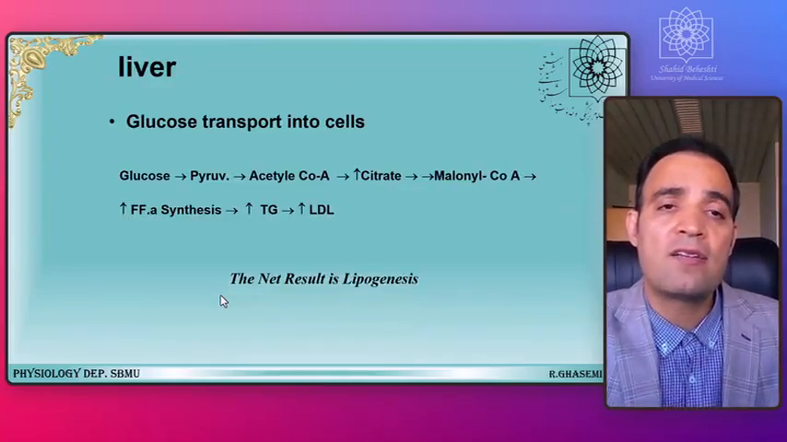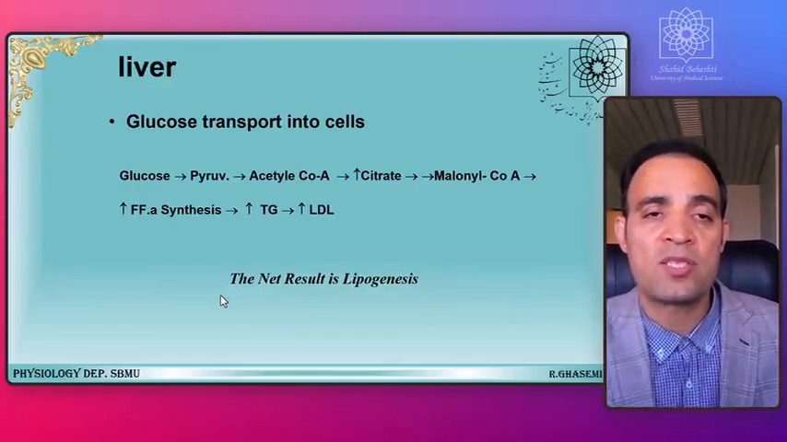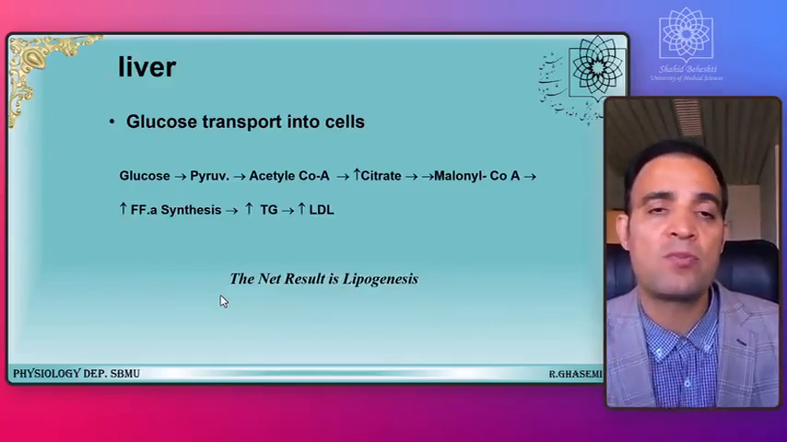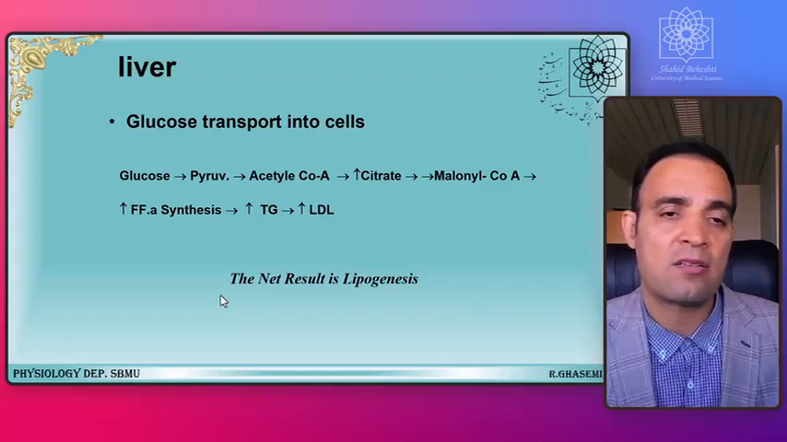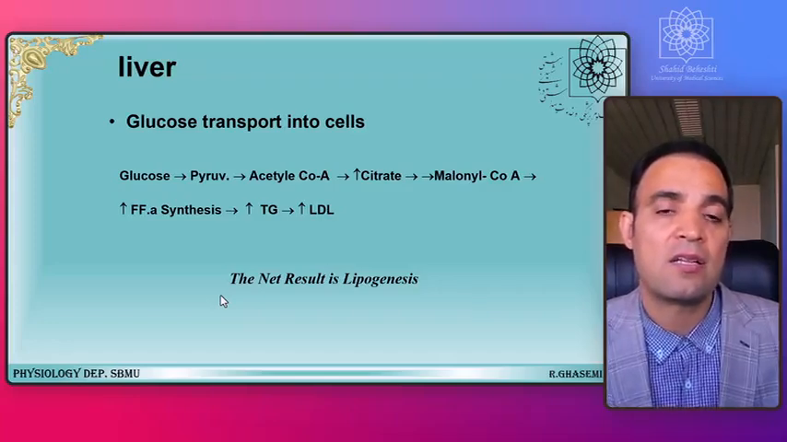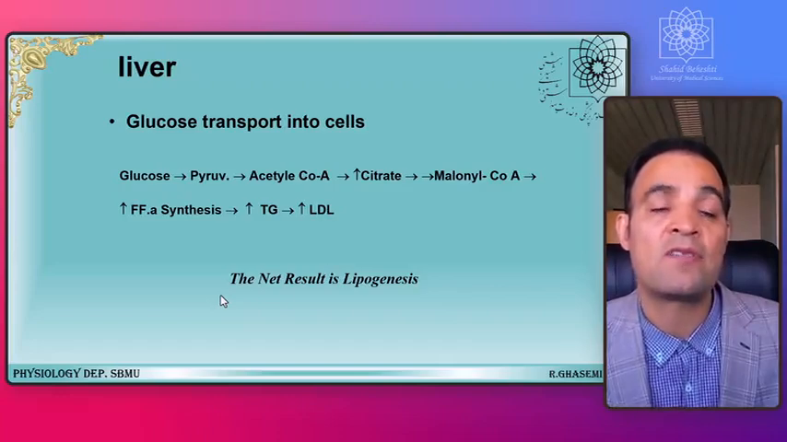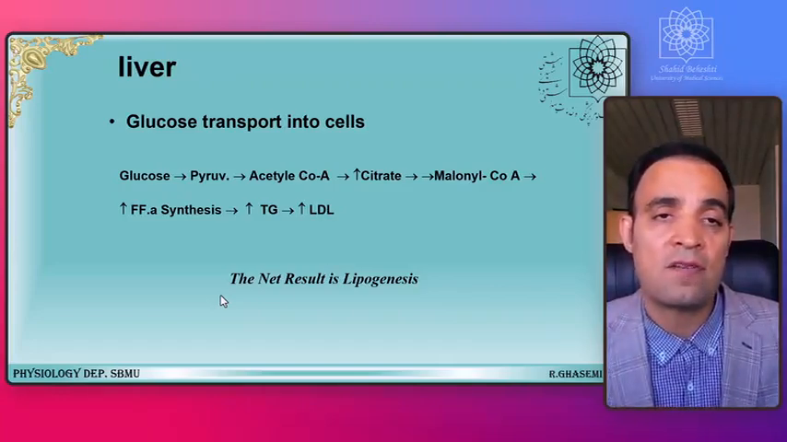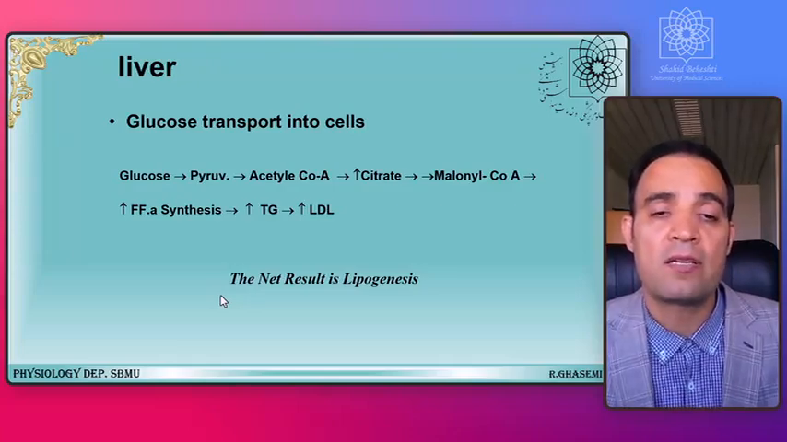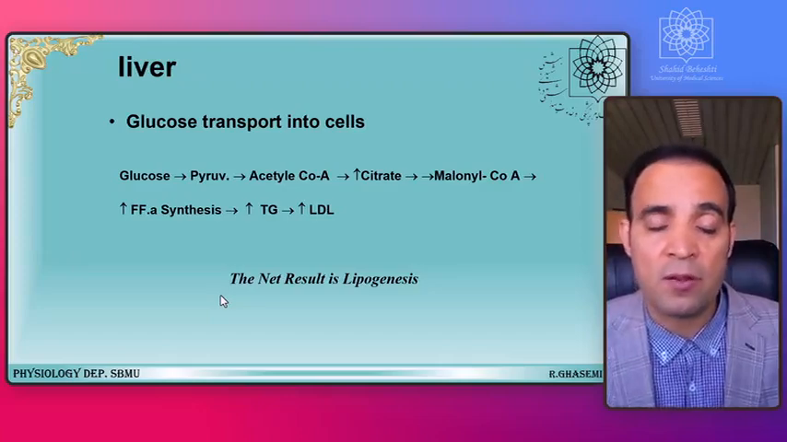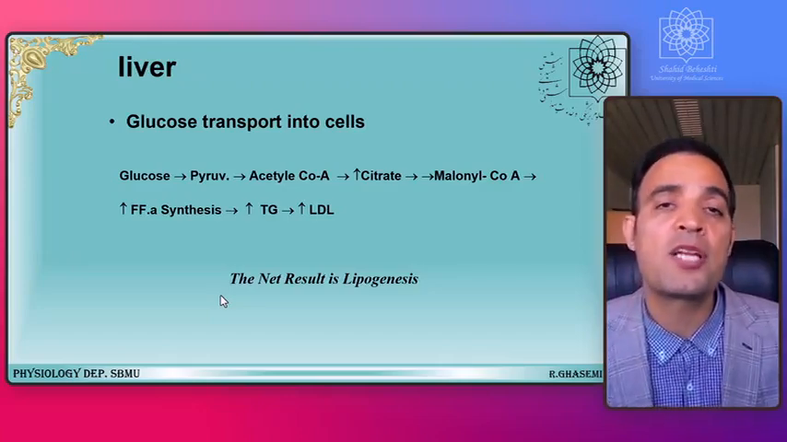In the liver, glucose transport into the cell will happen, and this will be converted into fatty acid, with fatty acid synthesis increasing, increasing triglyceride, and increasing LDL. The net result of insulin in the liver during the feeding period is lipogenesis.